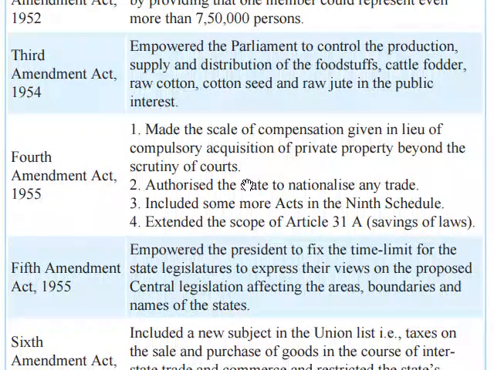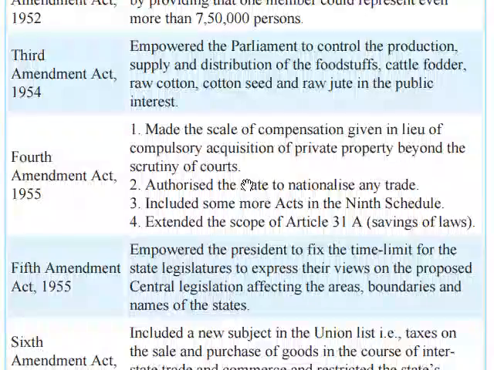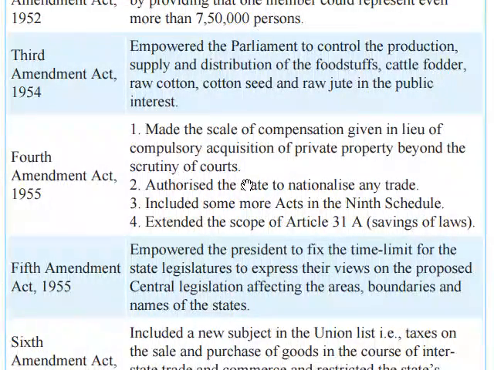Third Amendment Act 1954 empowered the Parliament to control the production, supply and distribution of foodstuffs, cattle fodder, raw cotton, cotton seed and raw jute in the public interest.